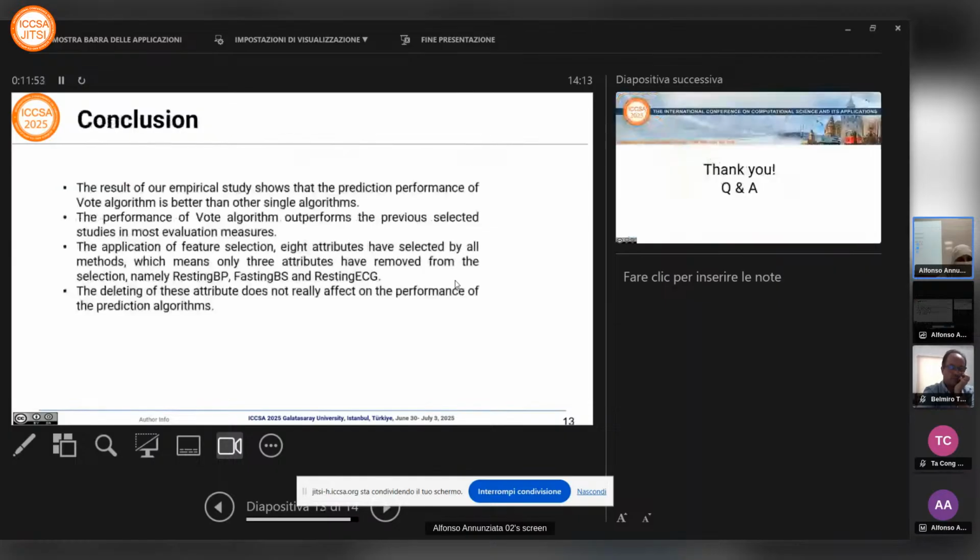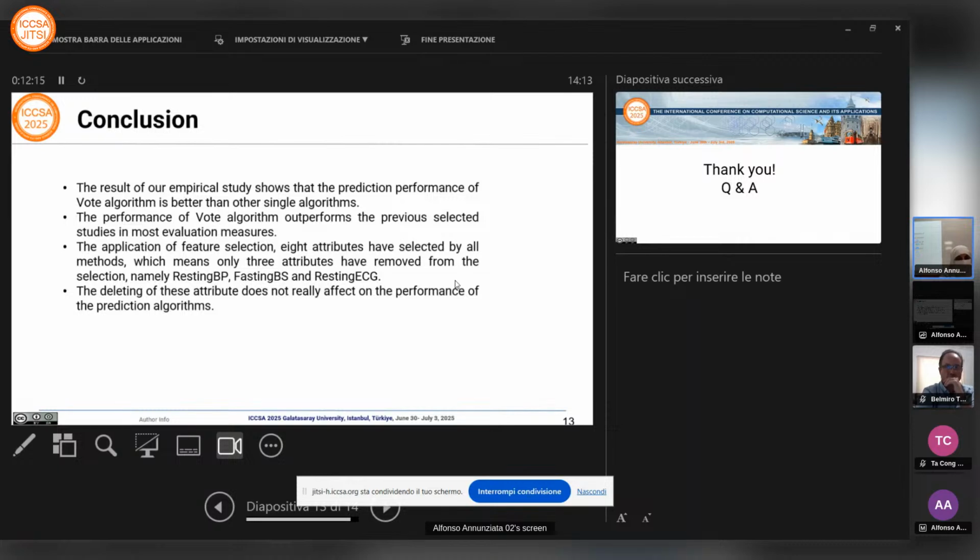So the conclusion of this paper: the result of our empirical study showed that the prediction performance of the vote algorithm is better than other single algorithms. And the second thing, the performance of the vote algorithm outperforms the previous selected study in most evaluation measures.